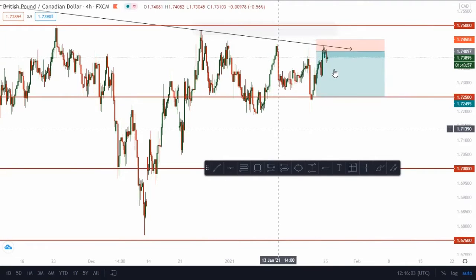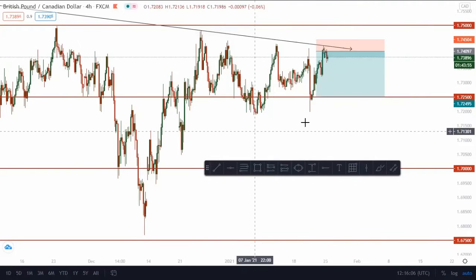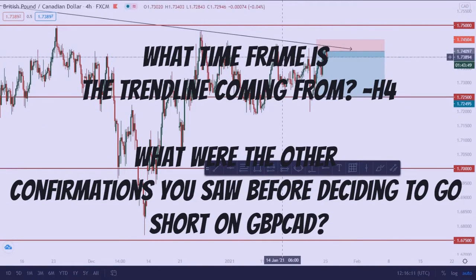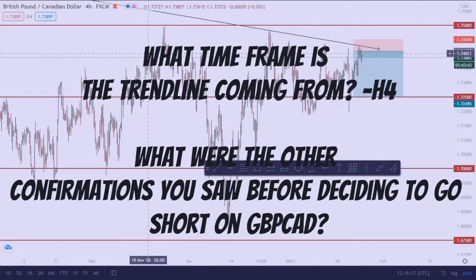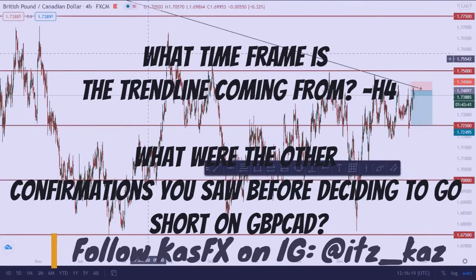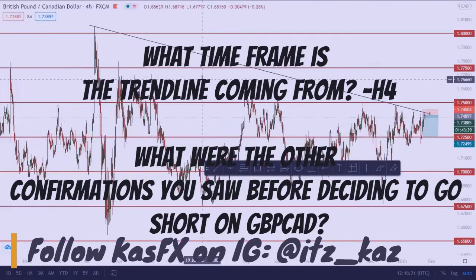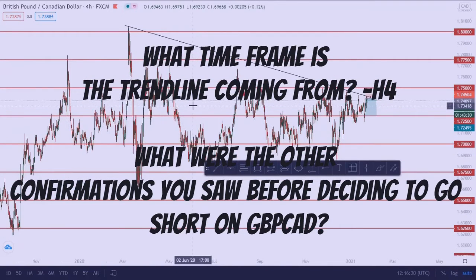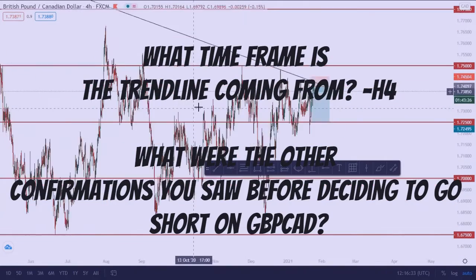So Kas FX, there's a question I would love to ask here for those that might not be so clear about whatever happened here. The trend line is coming from what time frame? That's one. And secondly, because the trend line seemed to be coming from a different time frame than the 4 hours. Okay, it's actually coming from the 4 hour time frame, which is good. What was the second or third confirmation you saw for you to go on that short, or was it just the trend line?